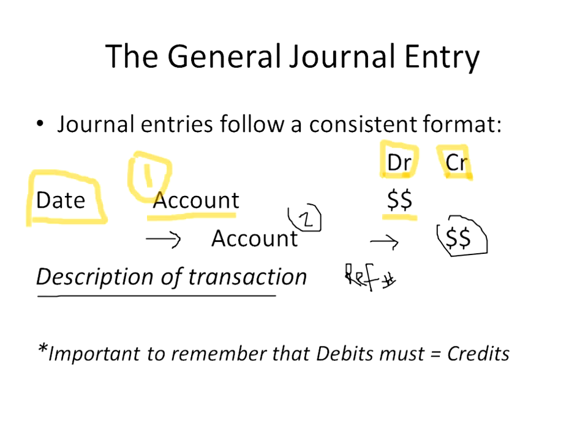It's also important to remember that our debits must equal our credits. So for every transaction, we're going to have what we call a balanced entry. The total amount of debits should equal the total amount of credits.